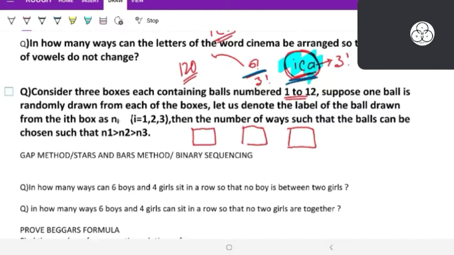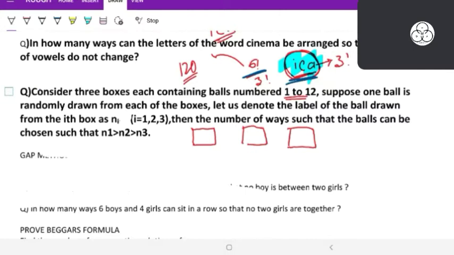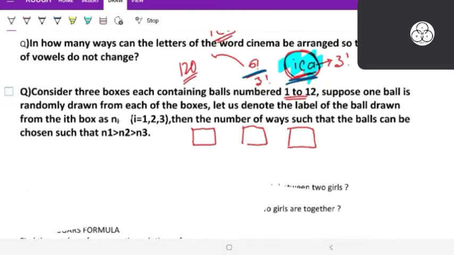And the number of ways balls can be chosen such that, please do not focus here. Please do not focus here. This is quite distracting.